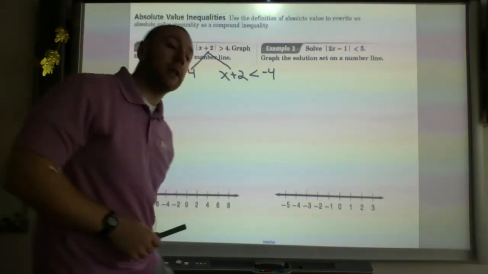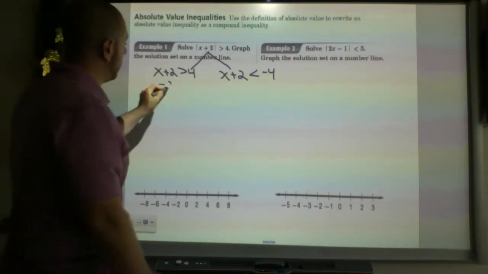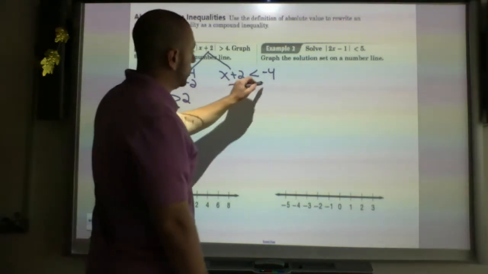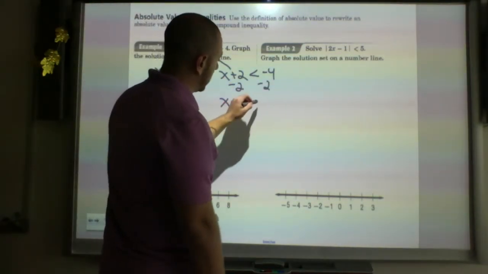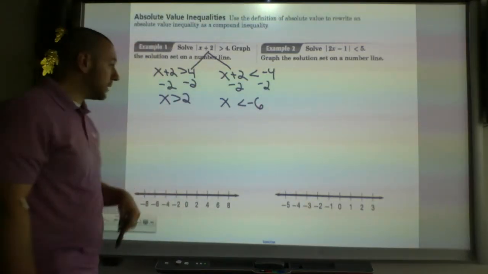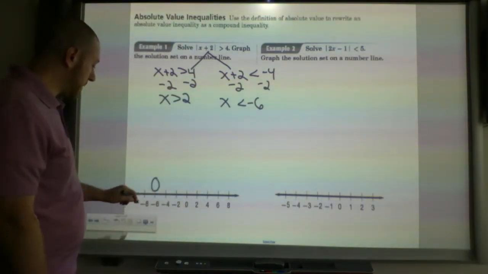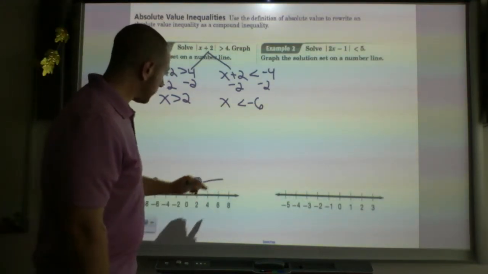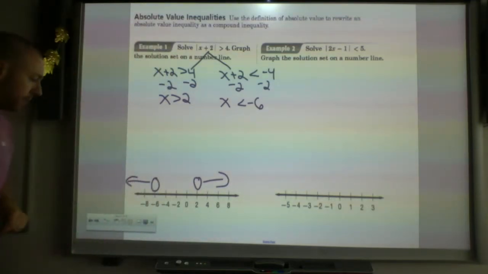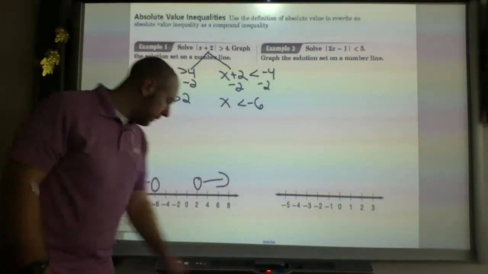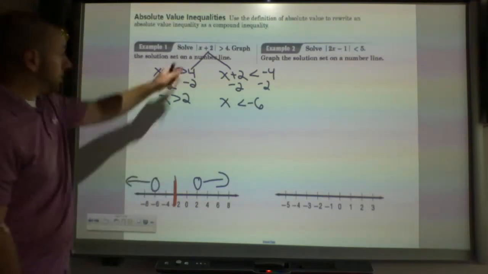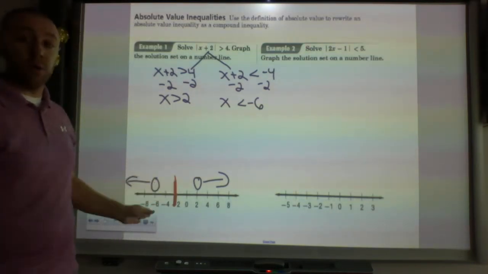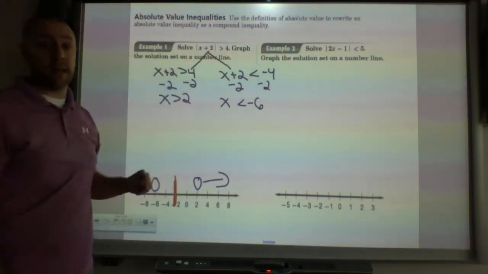So now we have two sets of inequalities that we can solve. Minus 2, x has to be greater than 2. Minus 2, x has to be less than negative 6. So we can graph an open circle at negative 6 pointing to the less than side, and an open circle at 2 pointing to the right. You can see that in the middle of these is negative 2, which is the subtracting 2. And each one of these circles is 4 away. That's the distance, that's the outside there.